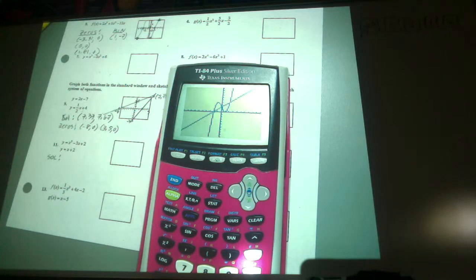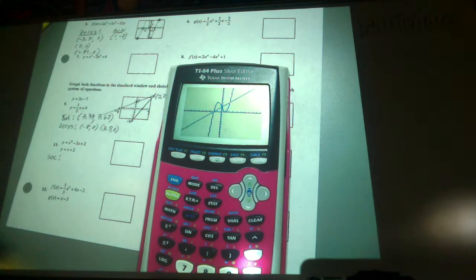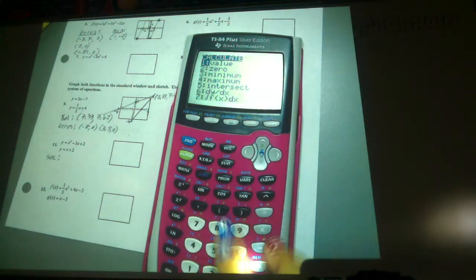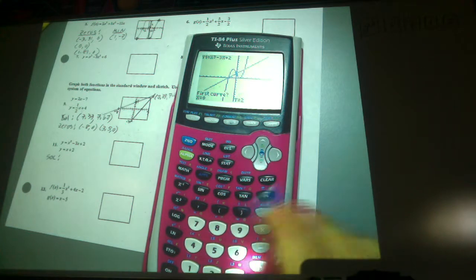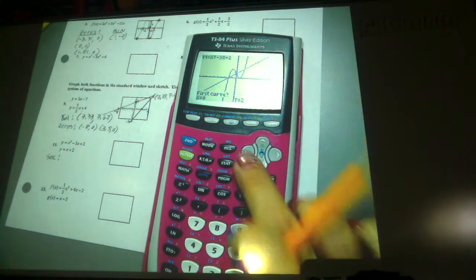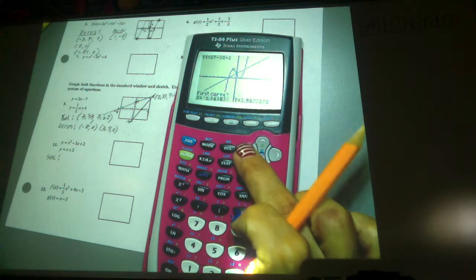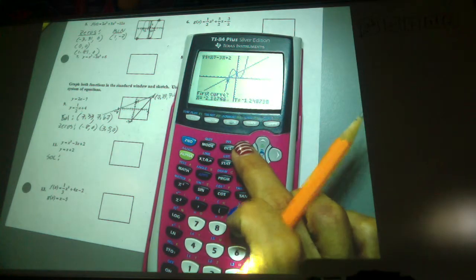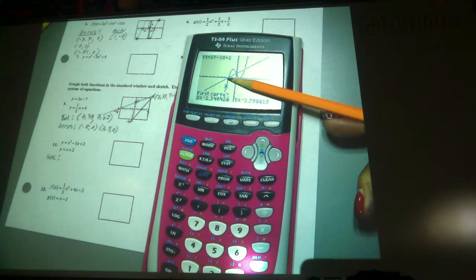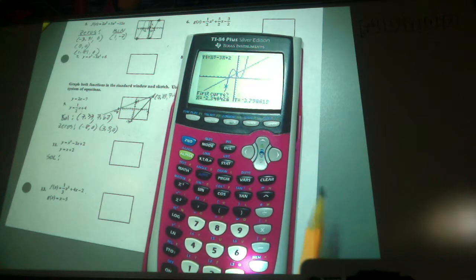You have to be careful, because remember when you do intersect, it's first curve, second curve, and get it close to the intersection. So I'm going to hit second calc, intersect, number 5. Currently it's flashing right here. I'm going to get it over here. Let's scroll to see what it's on. It's on the curve. I'm going to keep scrolling until I'm definitely on the curve, but right below here. So I'm going to hit enter.